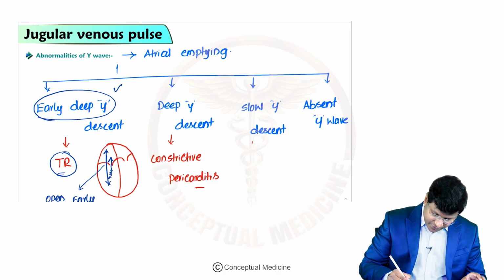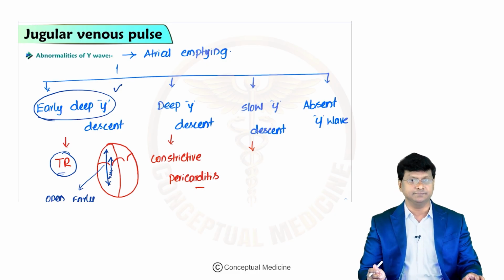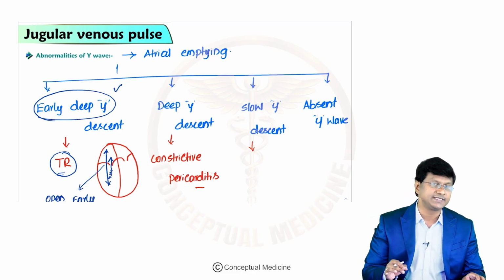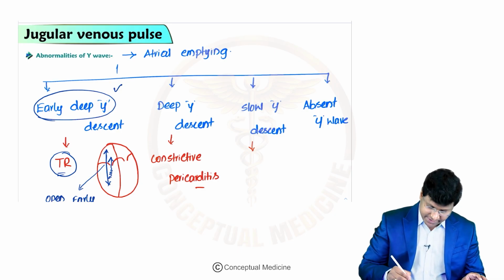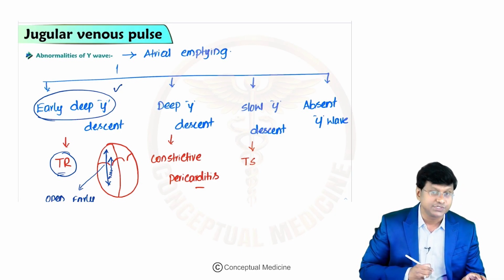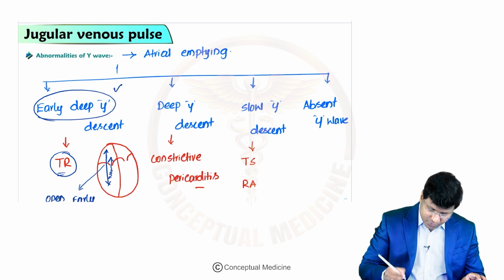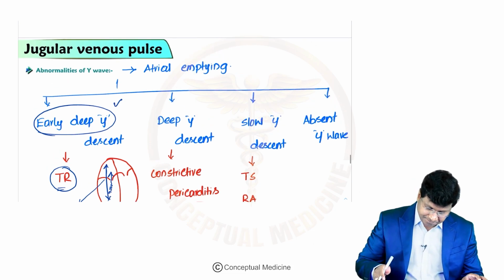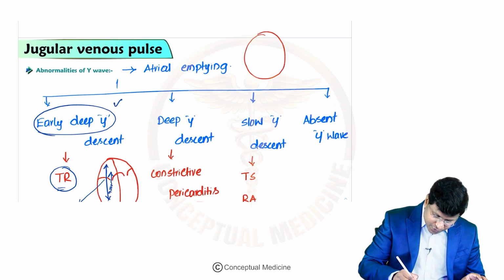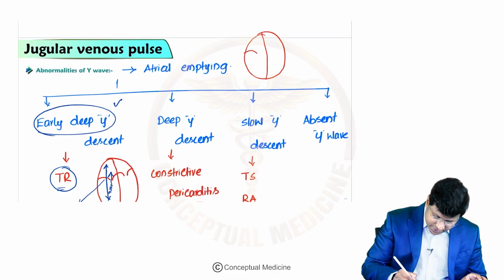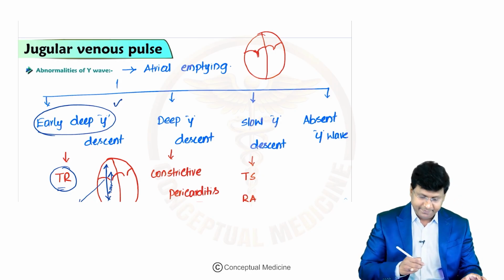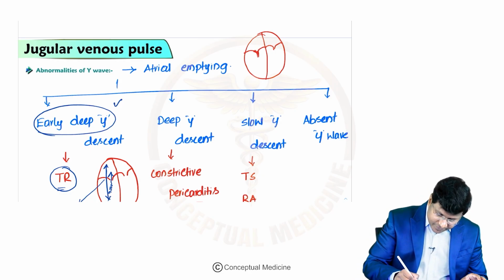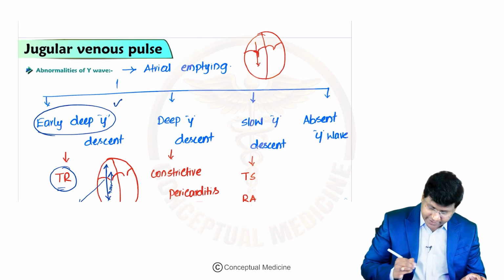Then, the condition where you have the slow Y descent. The slow Y descent occurs in patients with tricuspid stenosis and right atrial myxoma. Why? I will explain. You see here, this is your four-chambered heart, and this is your tricuspid valve and mitral valve. If there is tricuspid stenosis, what will happen? It will take more time for the blood to move from the right atrium to the right ventricle.